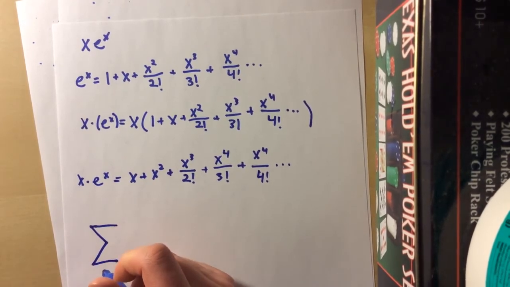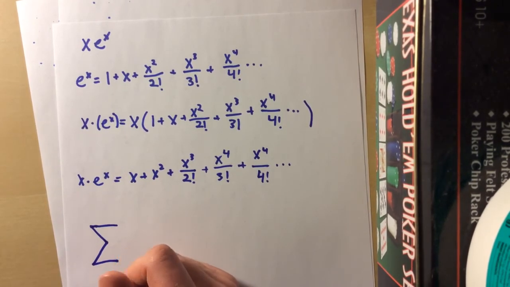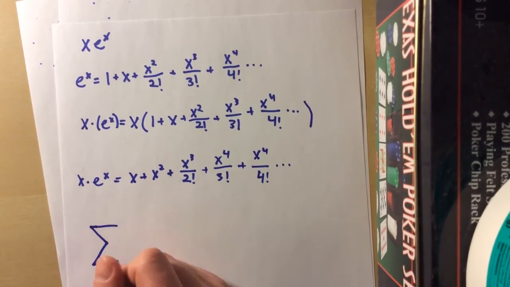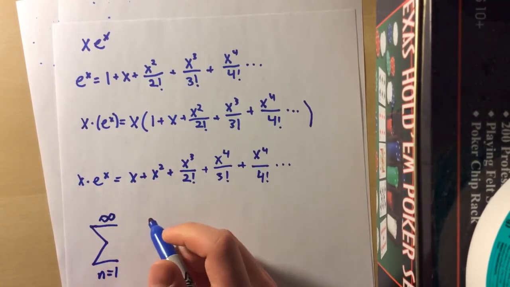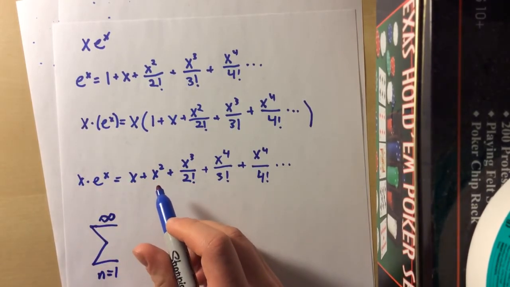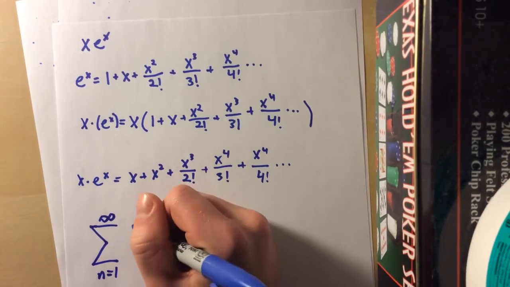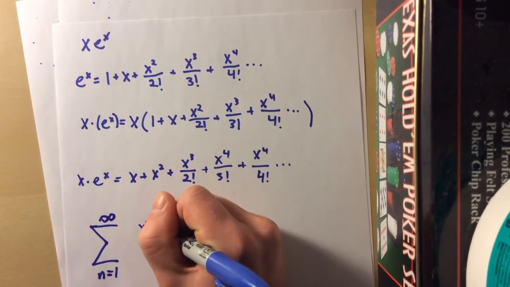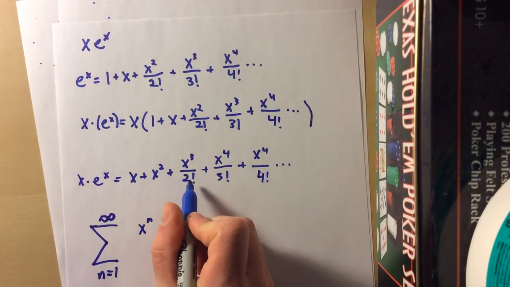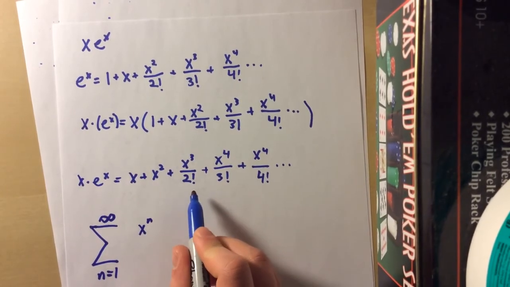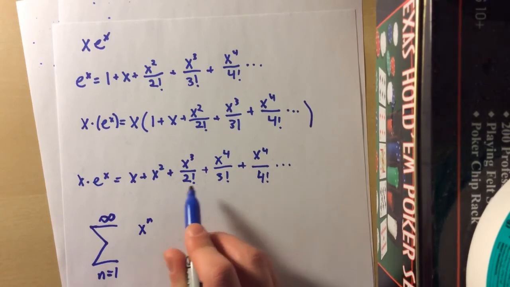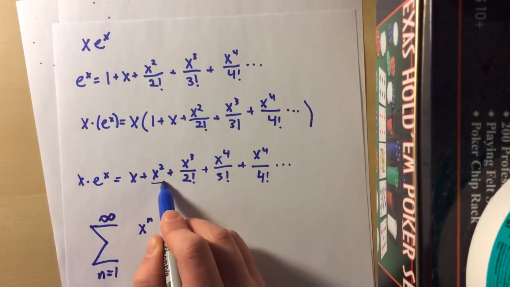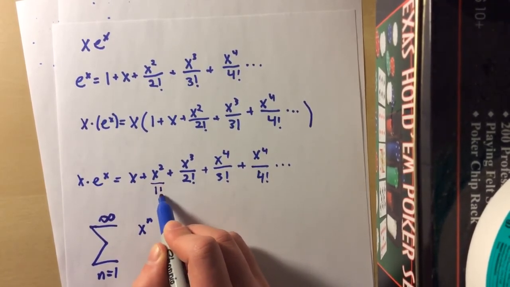Well, that's just going to be, let's start it from, well, we have an x there, so we can start it from n equals 1 and go out to infinity of, well, we're just increasing the powers by 1 and starting with 1, so x to the n, and we're dividing by these factorials. The factorials are increasing by 1, and let's see, we have 4, 3, 2, so this is going to be divided by 1 factorial, which is just 1.